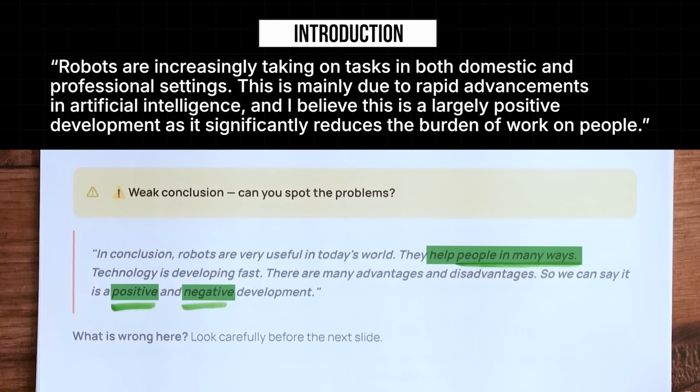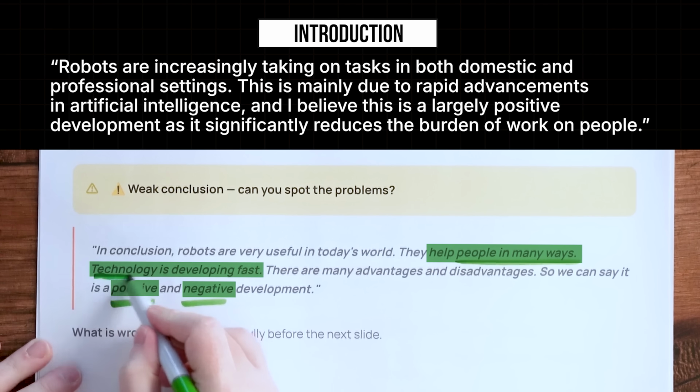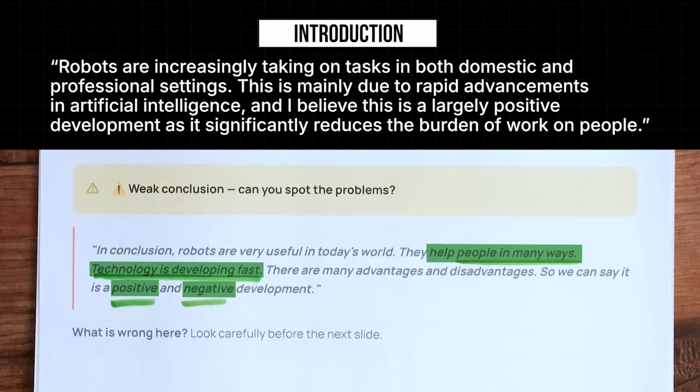You weren't vague in your introduction, you weren't vague in your main body paragraphs, hopefully. You're stating clear main ideas. You should state those again in your conclusion. Again, they're quite vague here, so like technology is developing very fast. Why not mention AI? Why not mention artificial intelligence?